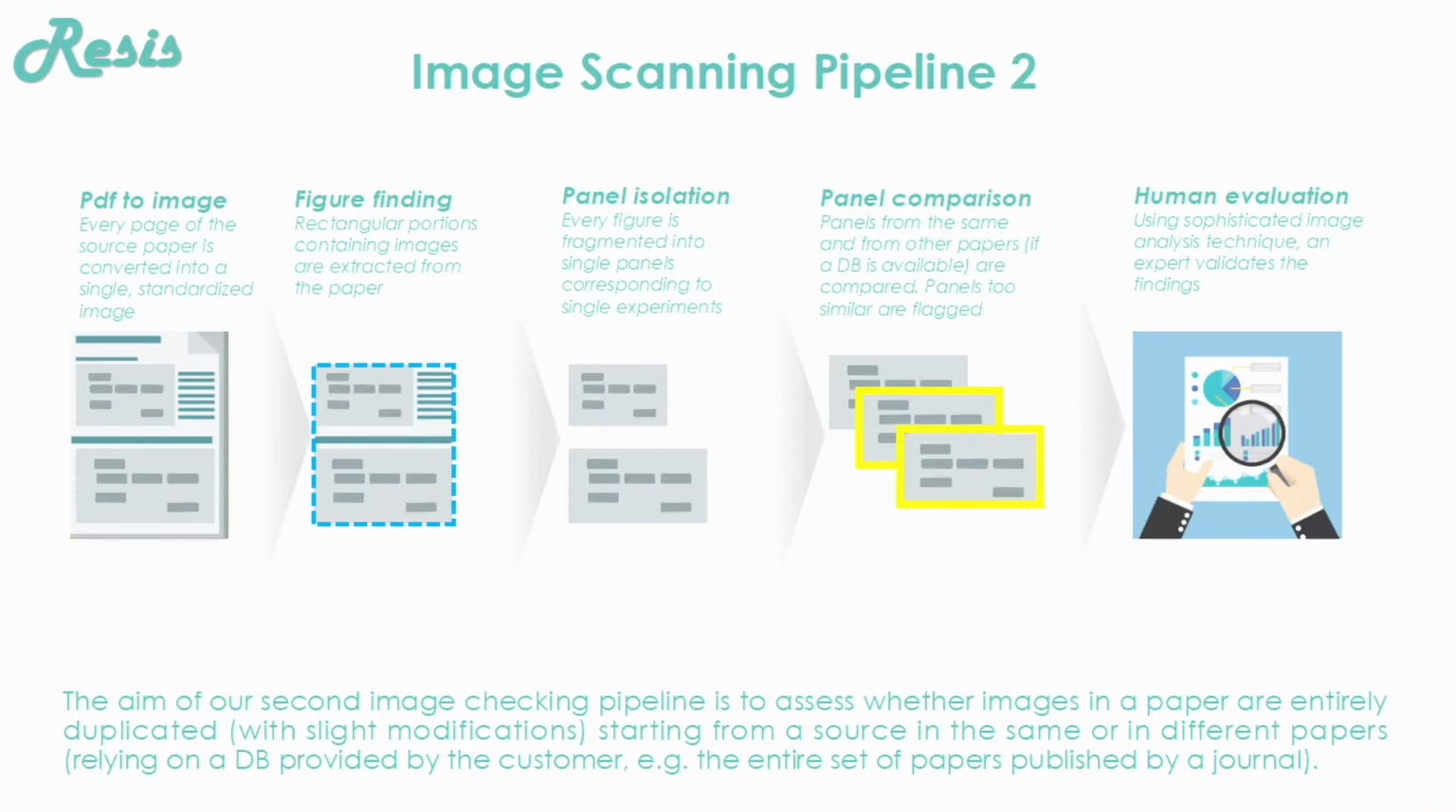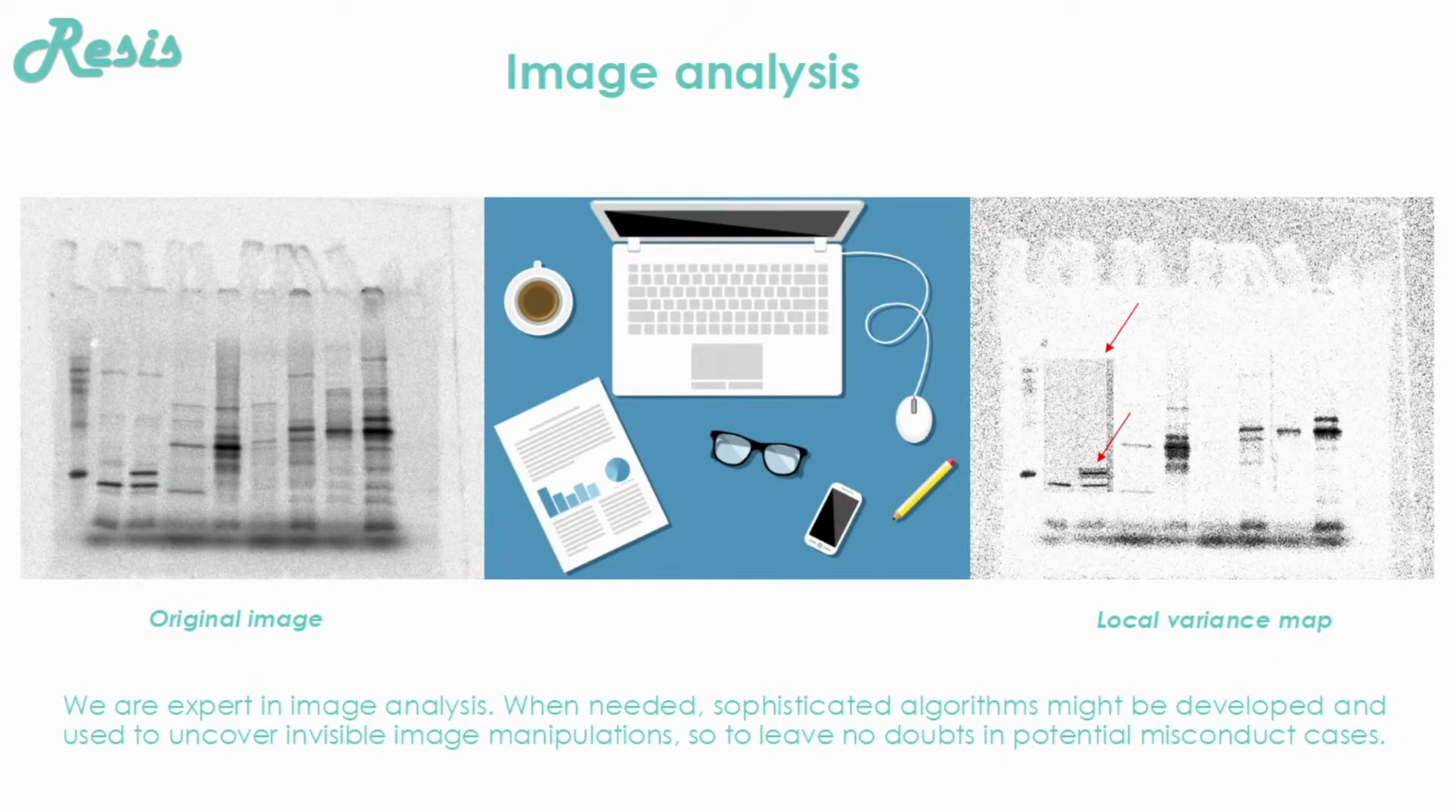And then there is another pipeline where you are interested to see whether the entire image was reused, either in the same paper, for example, actin or tubulin controls or other kinds of controls are reused several times in the same papers or even in different papers. In this case, it's easier because you do exactly the same steps to isolate the panels, and then you simply compare panels. You look also, of course, for contrast difference, stretching, rotations, or other simple transformations of the panels. And in the end, in any case, you have a human analyst confirming your findings.